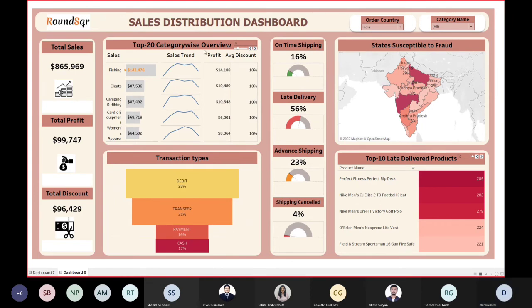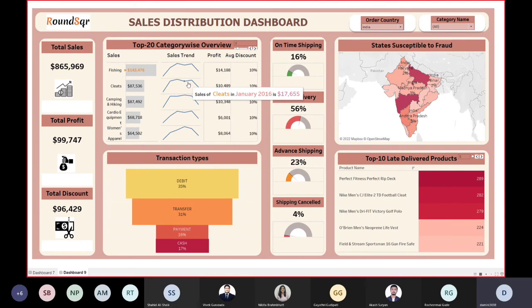We have put a parameter here, so we can check for any top N categories, but right now it's set to the default of 5. So we see that fishing, cleats, camping, hiking, cardio equipment, and women apparel seem to be the top 5 performing categories for India. And fishing seems to be the only category that has more than $1 lakh sales. Now the sales trend seems to be consistent across the categories. We see that it has been increasing till 2015, but it starts declining after February 2016 for each of these categories.